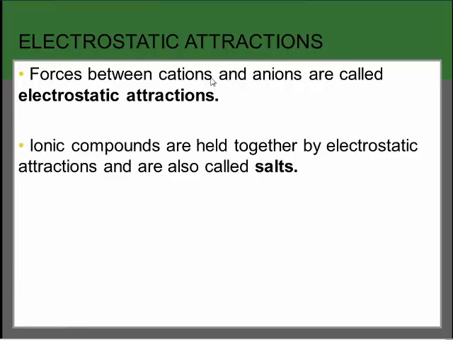So forces between the cations and anions are called electrostatic attractions, and these are what are responsible for holding ionic compounds together. And ionic compounds are also called salts. So table salt, NaCl, is an example of an ionic compound.